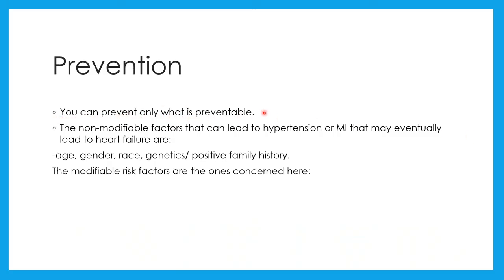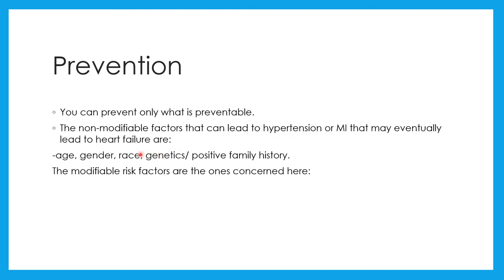You can prevent only what is preventable. That's it. The non-modifiable factors cannot be prevented. And the non-modifiable factors that can lead to hypertension or myocardial infarction may eventually lead to heart failure. And these non-modifiable factors are age: the older we become, the more likely to come down with hypertension, myocardial infarction, coronary artery disease, and heart failure. Gender. It is worse in men, but older women postmenopausal are running the same risk. Race. Hypertension is worse in blacks. Myocardial infarction is worse in whites.